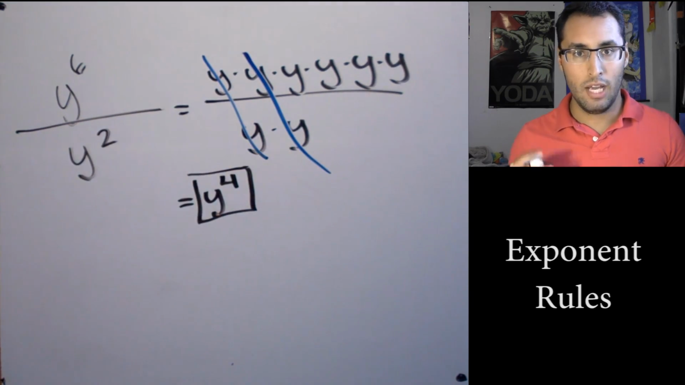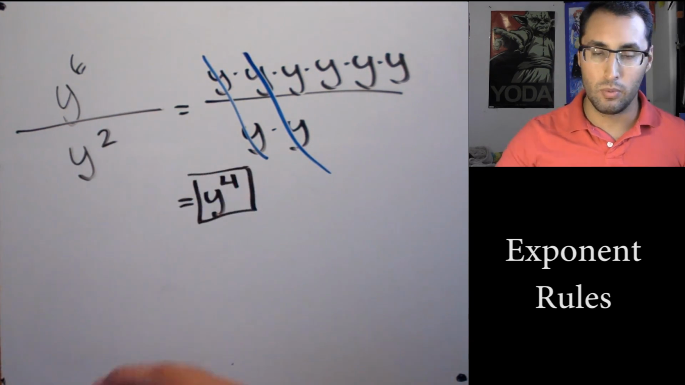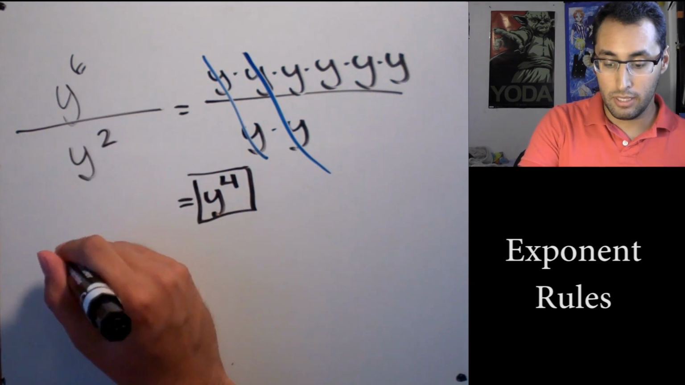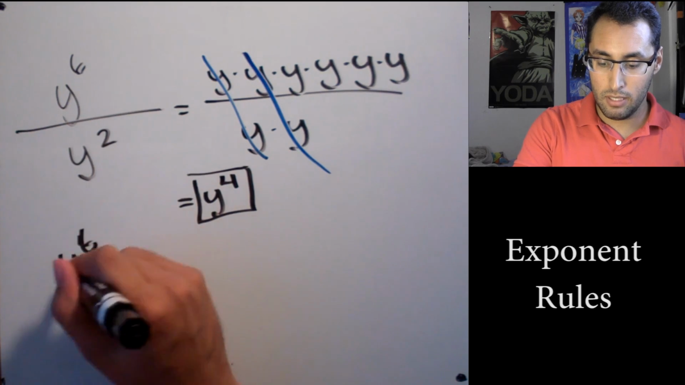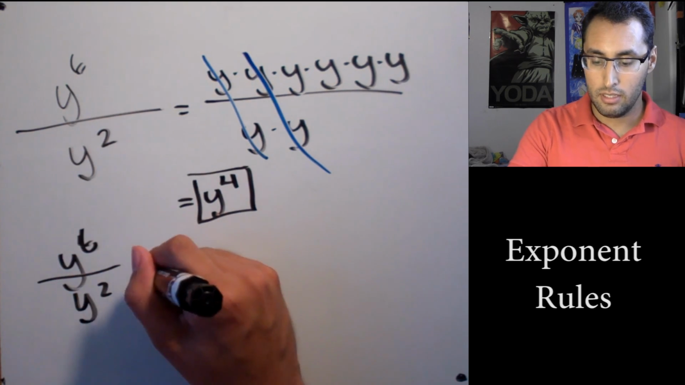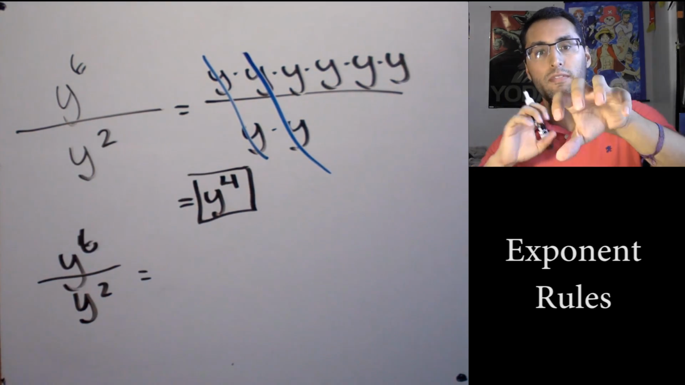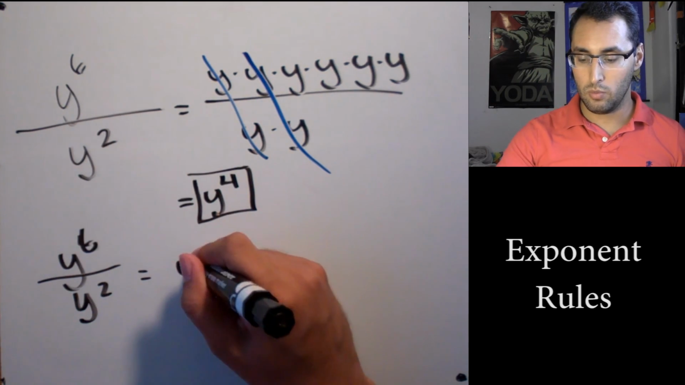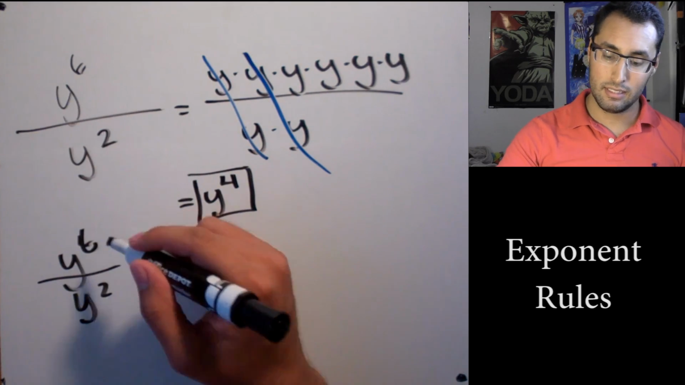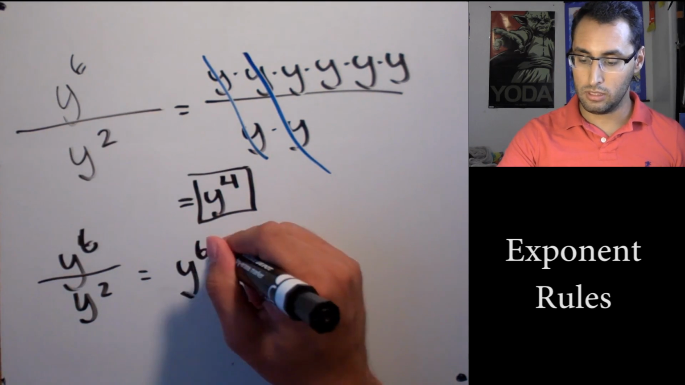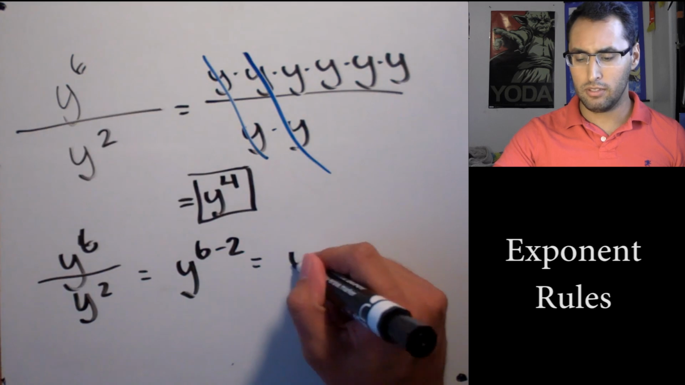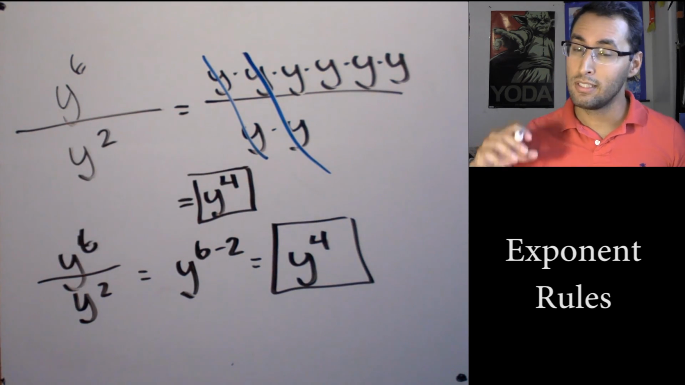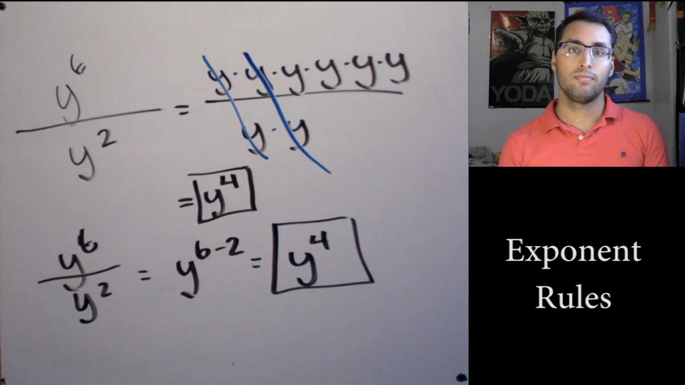Having said that, what could I have done to the exponents? What could I have done to 6 and 2 to get 4? I'm going to rewrite it: y to the 6th power over y to the 2nd. The key thing is that when you are dividing, you subtract their exponents. So I'm just going to write y, and I'm going to put 6 minus 2. Simplifying that, you get the same answer: y to the 4th. Nothing happened with the base. You just subtract the exponents.